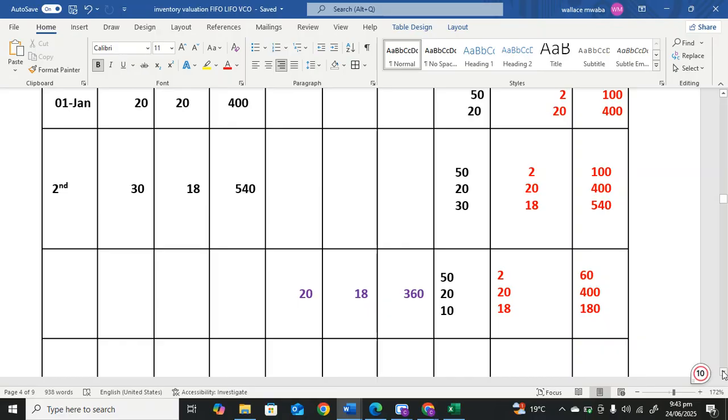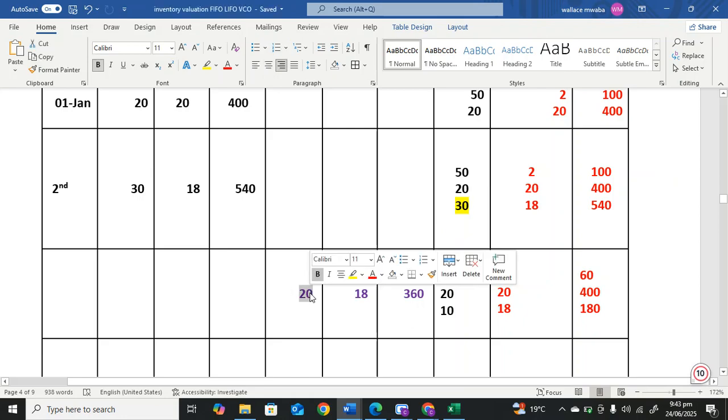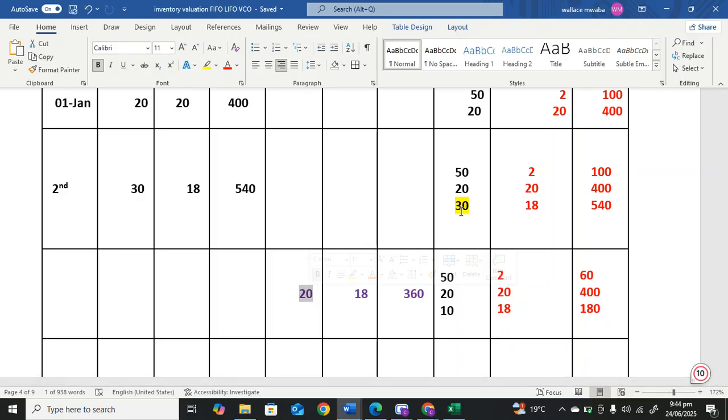Okay. We issued 20 units. This is the last in, first out. So these 20 units, we're going to remove them from this batch of 30 units. Why? Because these are the units that came in last. That's what I was saying, because we're doing Lifo, last in, first out.